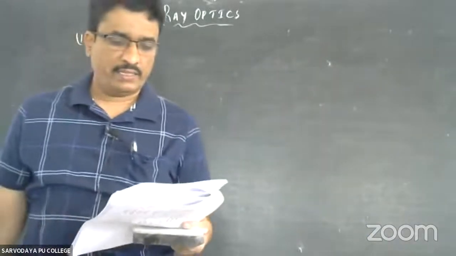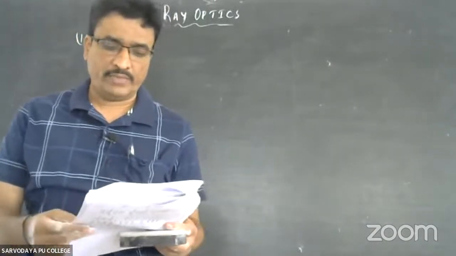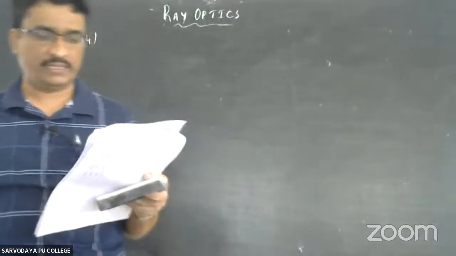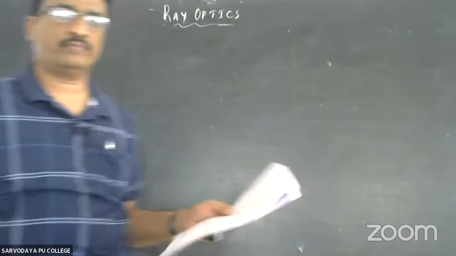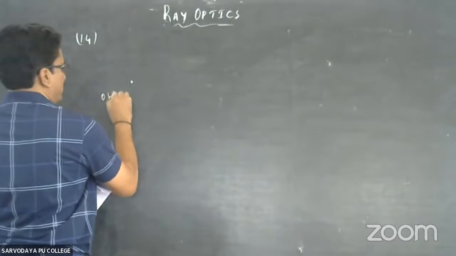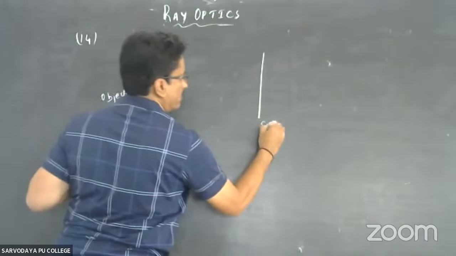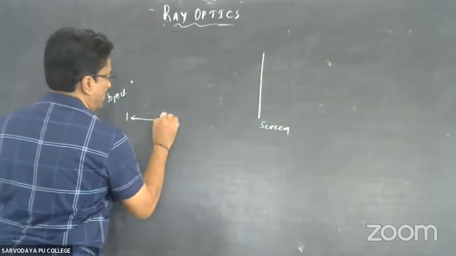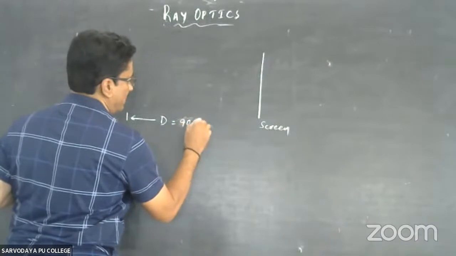A screen is placed 90 centimeter from an object. The image of the object on the screen is formed by a convex lens at two different locations separated by 20 centimeter. Determine the focal length of the lens. Here is an object, and the screen is here. The distance between these two is usually considered as capital D and given as 90 centimeter.